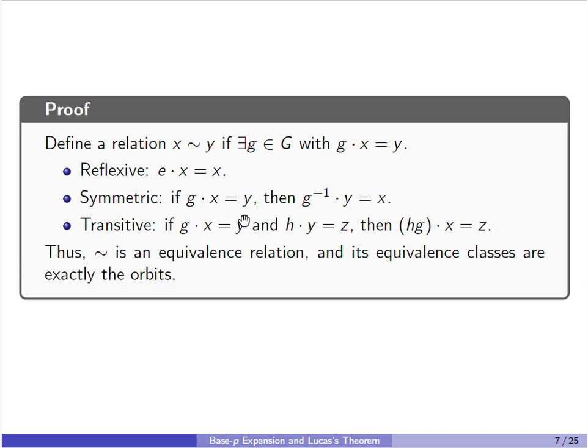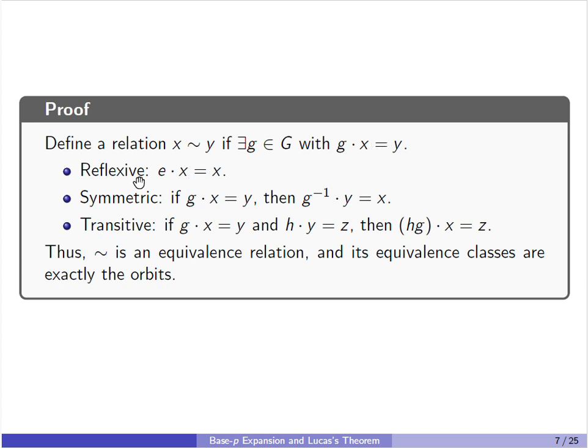So this is a proof. The proof is really to show that the relation, X is related to Y if there exists a g such that gx is equal to y, is an equivalence relation. Essentially it's saying that X is related to Y if they are in the same orbit. Of course, you can now multiply by g inverse here to show that both of them are related if they are in the same orbit.